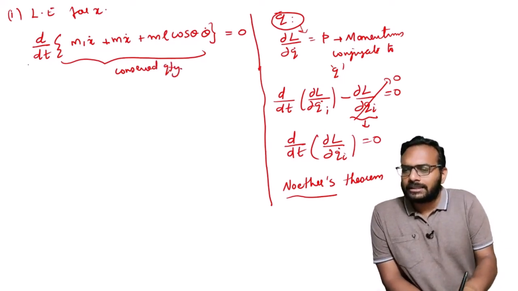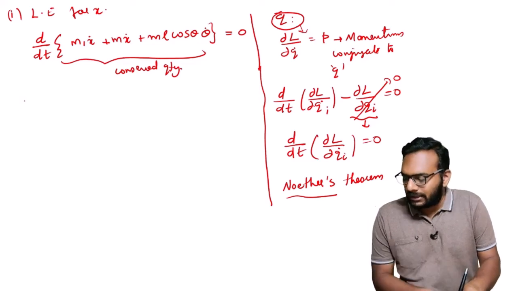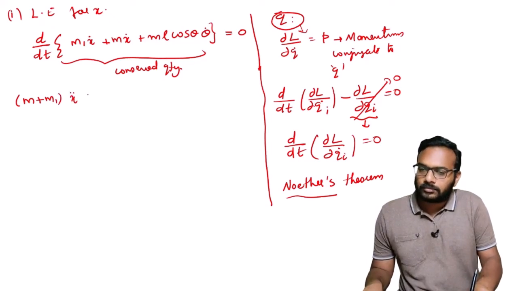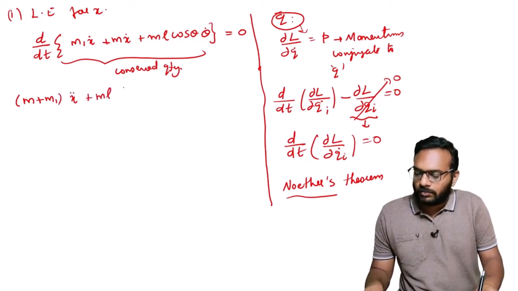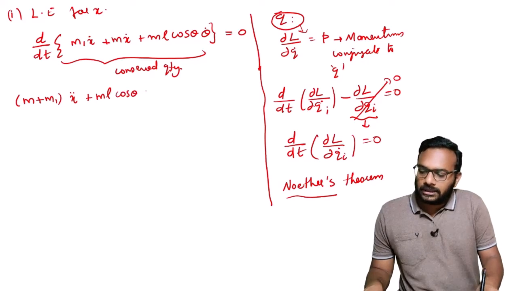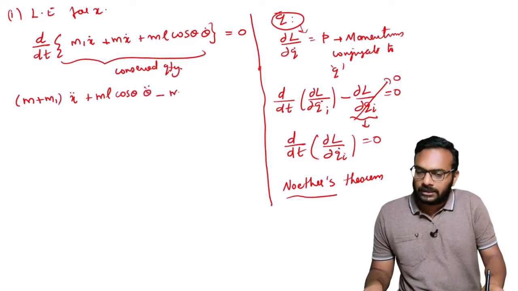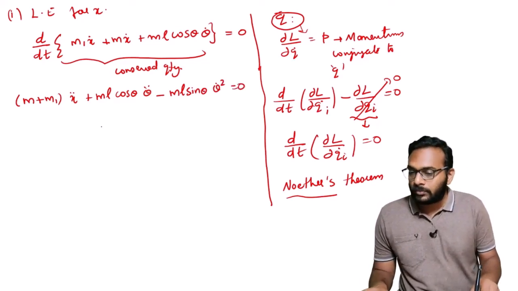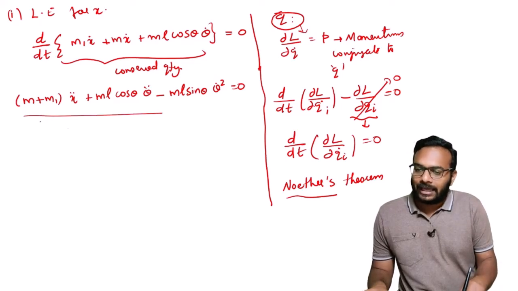Now we can just simplify this. You can take the derivative and the final result would be (m plus m1) ẍ plus mL cos θ θ̈ minus mL sin θ θ̇² is equal to 0. This is the equation for x. We can find the equation for θ also.